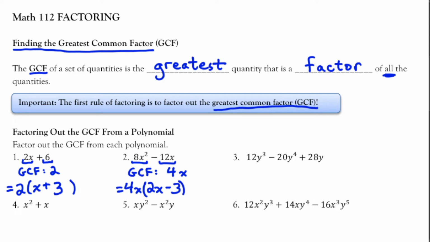Again, to check your answer, we can see that 8x squared is 4x times 2x. And 12x is 4x times 3. The minus in the middle, we didn't interact with at all. I'm just looking for the greatest common factor of both terms. The minus that's here in the middle is still here in the final answer.